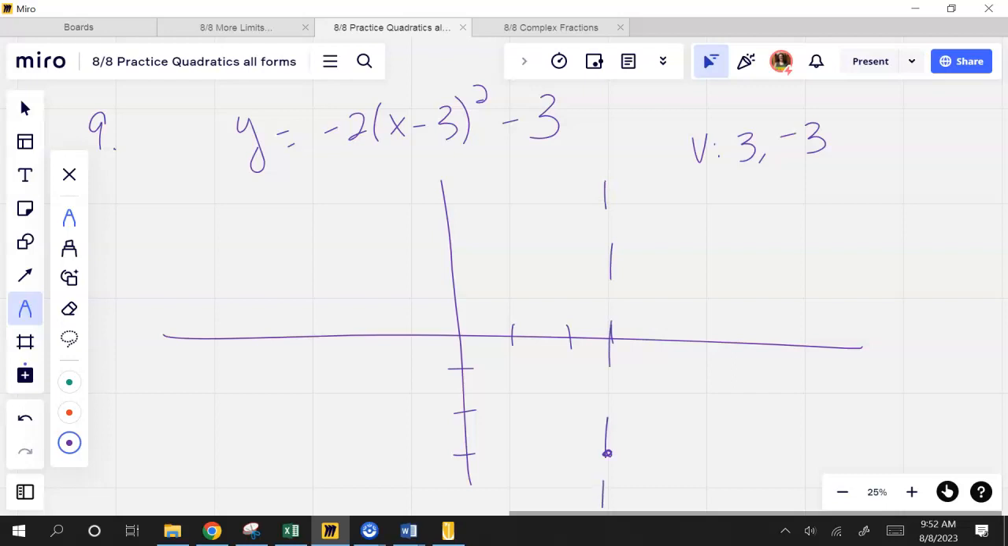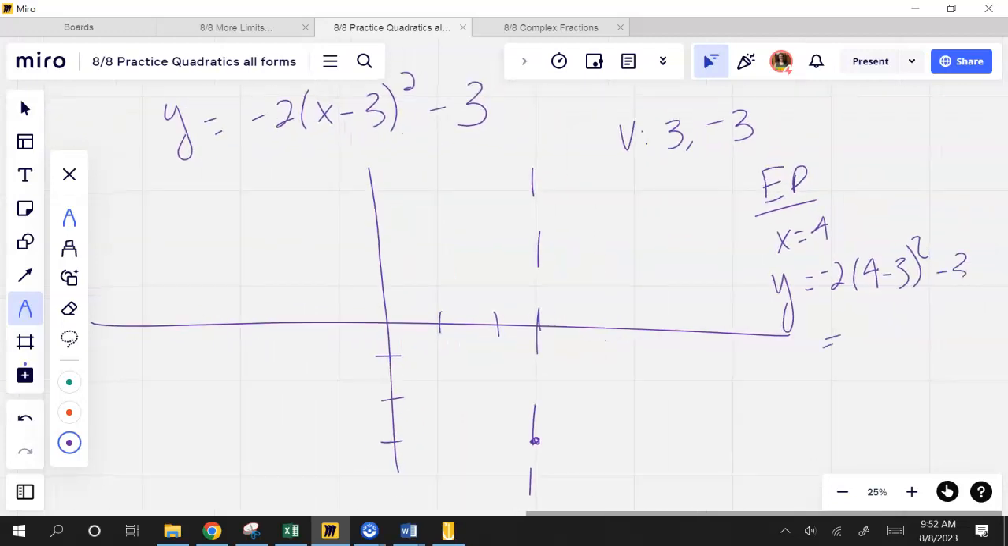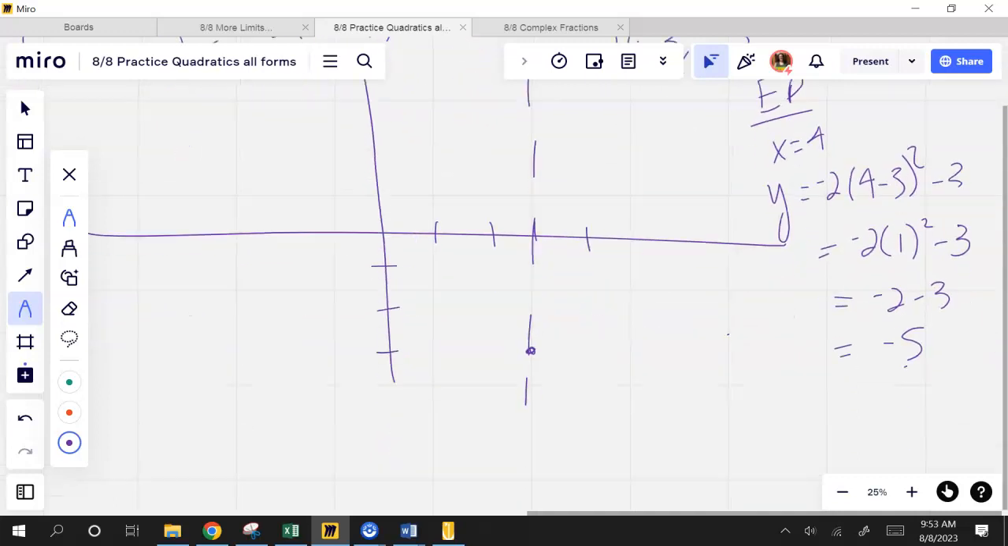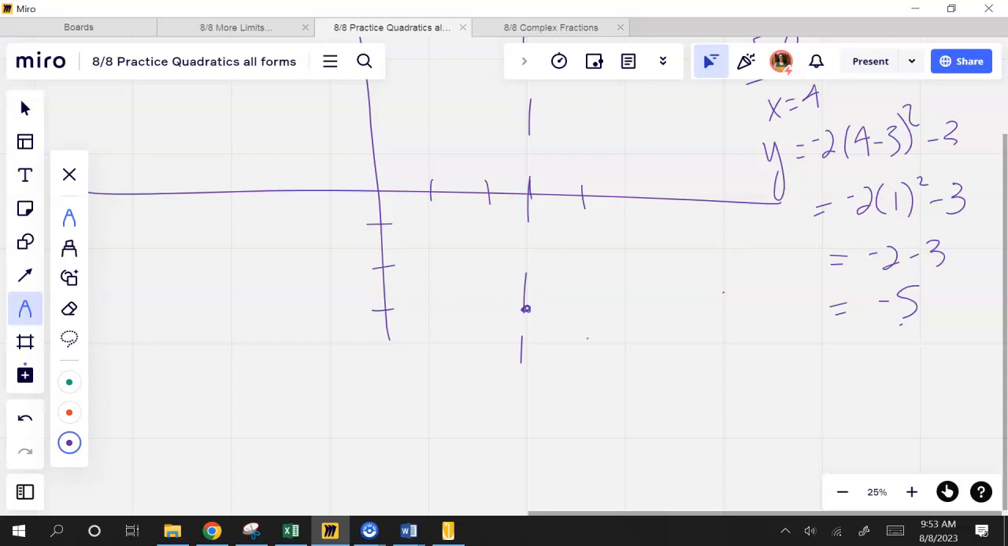Now I need an easy point. What'd you pick? X equals 4. Plug it in, plug it in. All right, -2 times 4 minus 3 squared minus 3. I got -5. So that point is 4, -5. Let's see, I'm down to 3, so come on. 3, 4, 5. Reflect and connect.